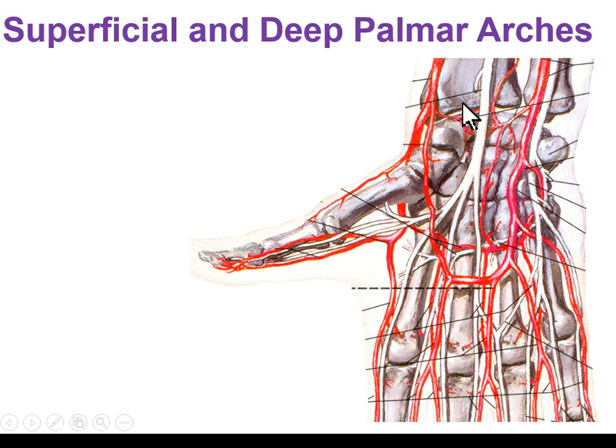On the palmar surface of the hand, we can see the superficial and deep palmar arteries. In the next lecture we will discuss arterial anastomosis. On the palmar surface of the hand, we have the superficial palmar artery and deep palmar artery. The radial artery and ulnar artery, by their branches, form the superficial palmar artery and deep palmar artery.